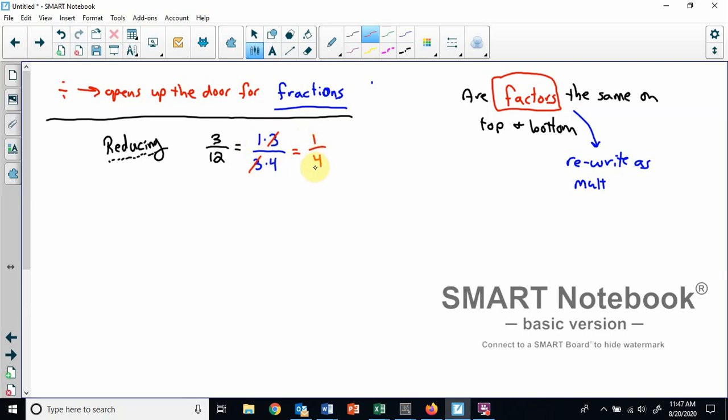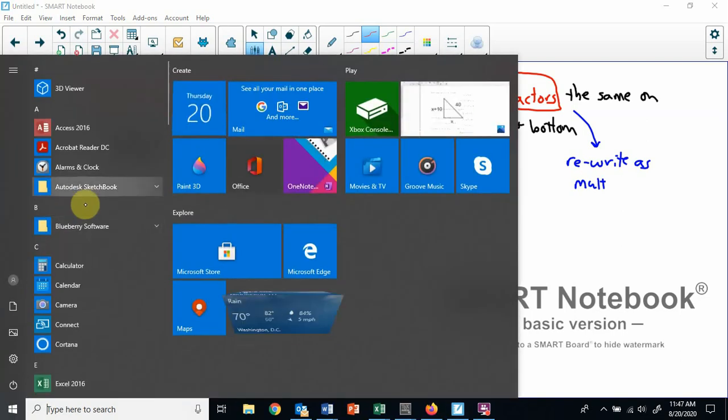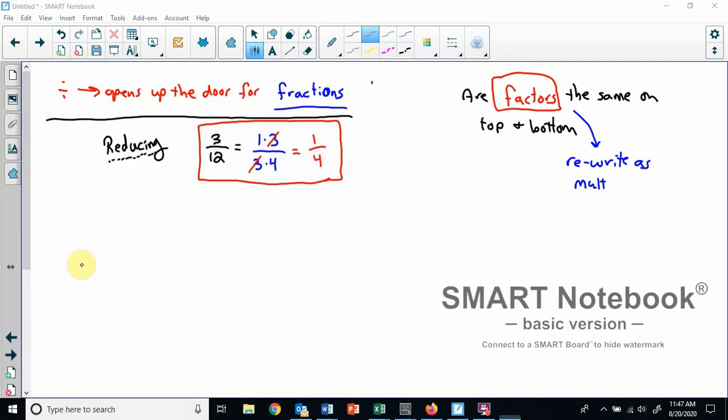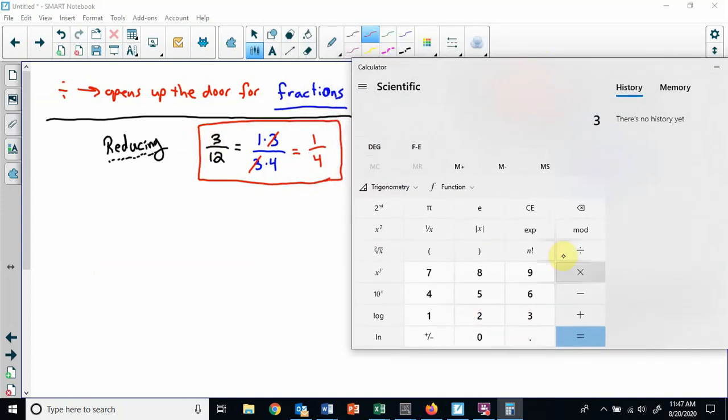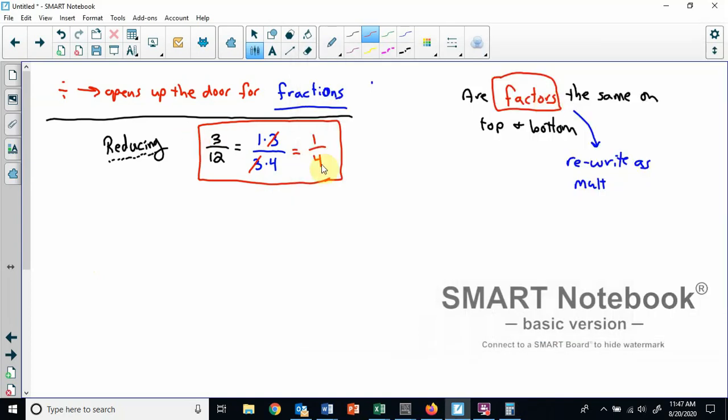1 over 4. So gee, I have a question. Are these two, in the black and the red, truly equivalent fractions? Why don't we just lazily check it in a calculator? Let me get a calculator. Alright, let's check it. What is 3 divided by 12? 3 divided by 12 is 0.25. So remember that. Let's check what 1 divided by 4 is. 1 divided by 4 is also 0.25. So yes, they are equivalent.